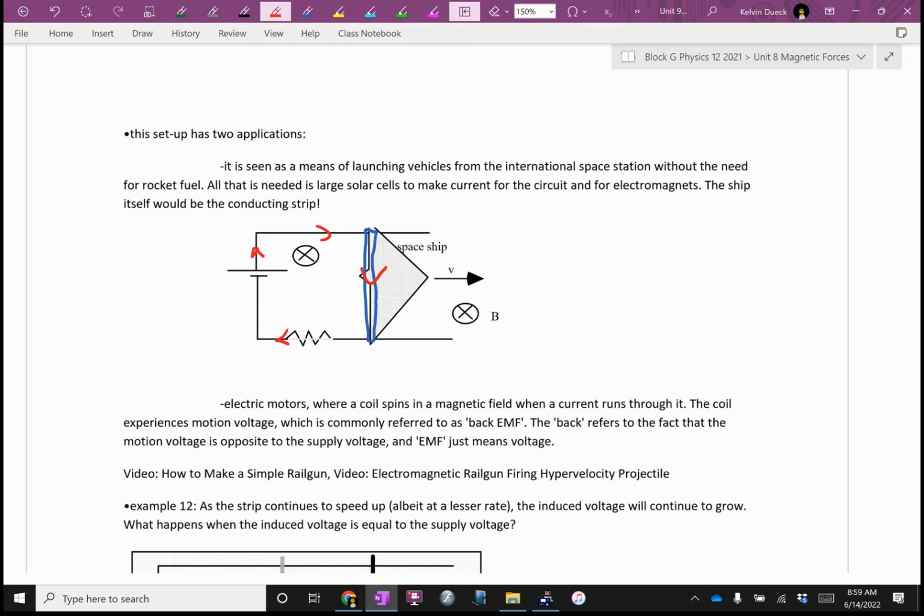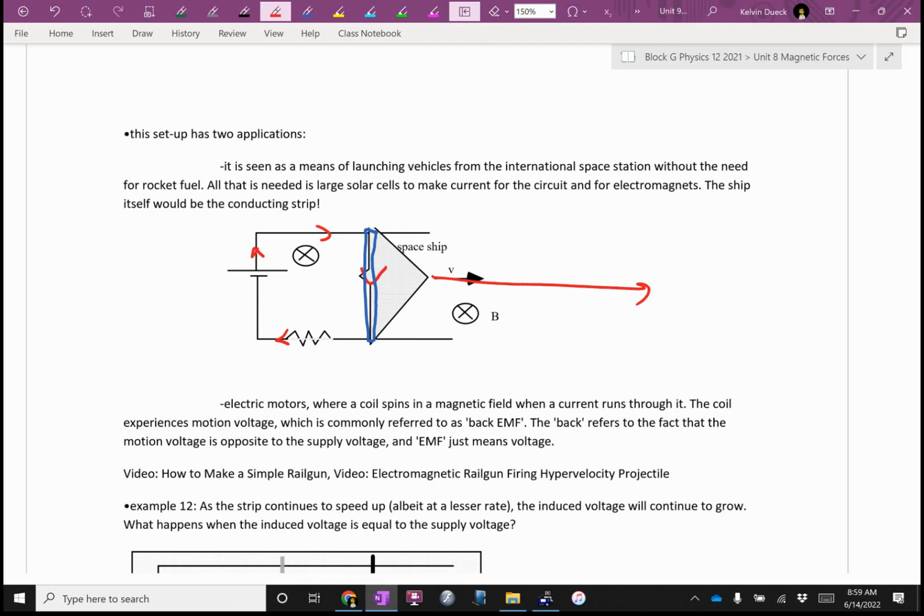No, which way is the current moving inside the spaceship? I'm looking for where it starts, letter D. Down. Everybody point your right thumbs down. Which way is the magnetic field? What do those X's mean? So which way will this spaceship feel a force? To the right. And it will very, very gently, with no rockets required, get a nice little push off of the launch. So that's one possible application that we could do.